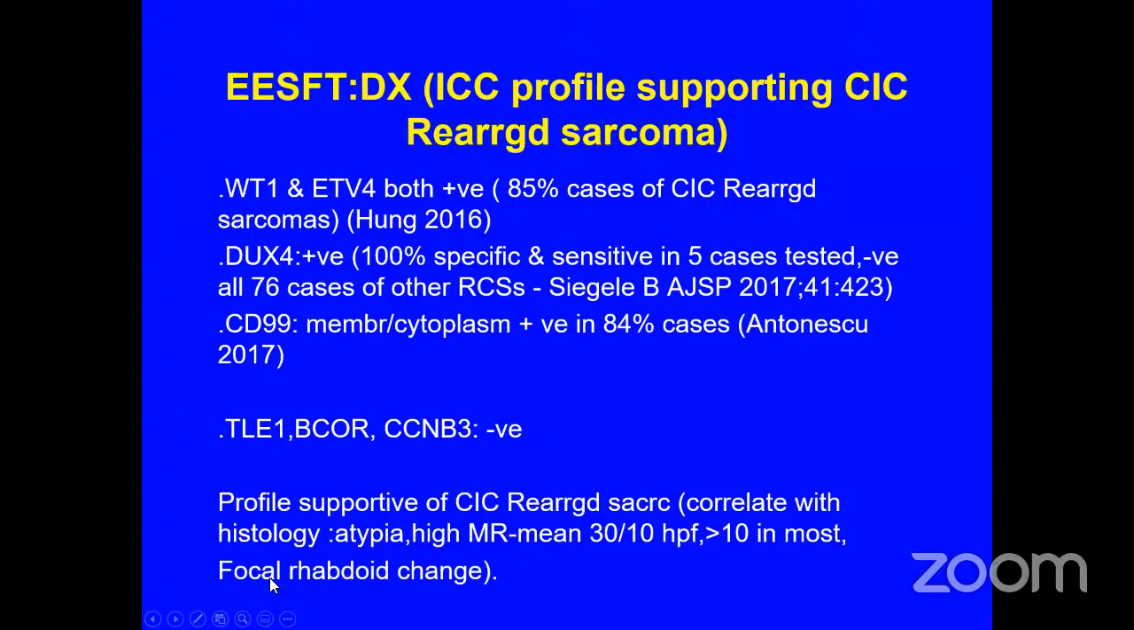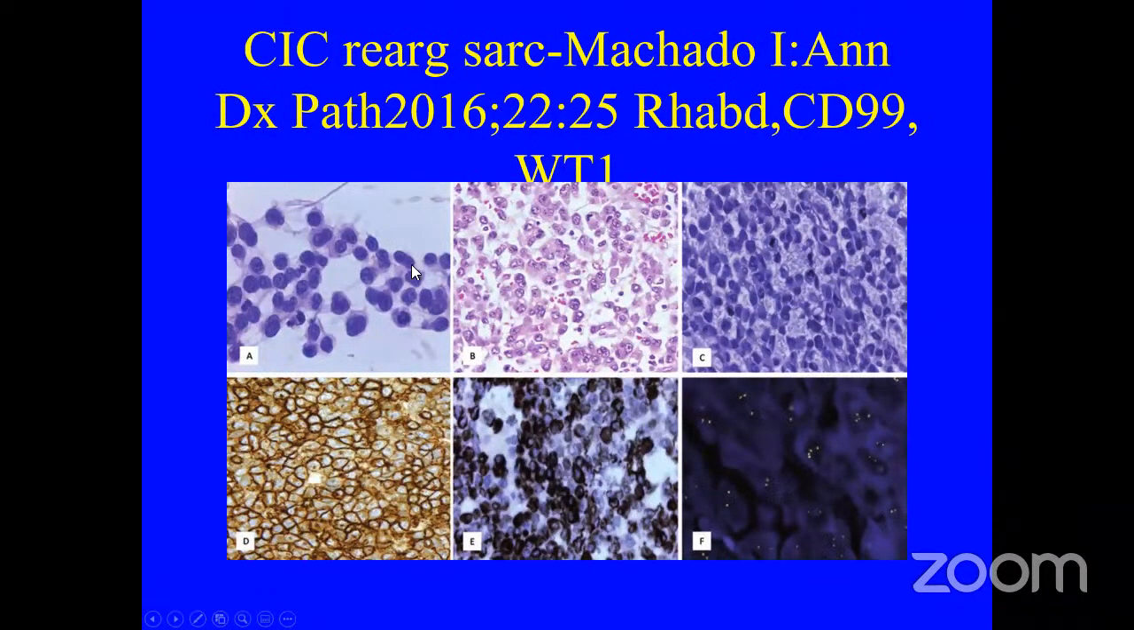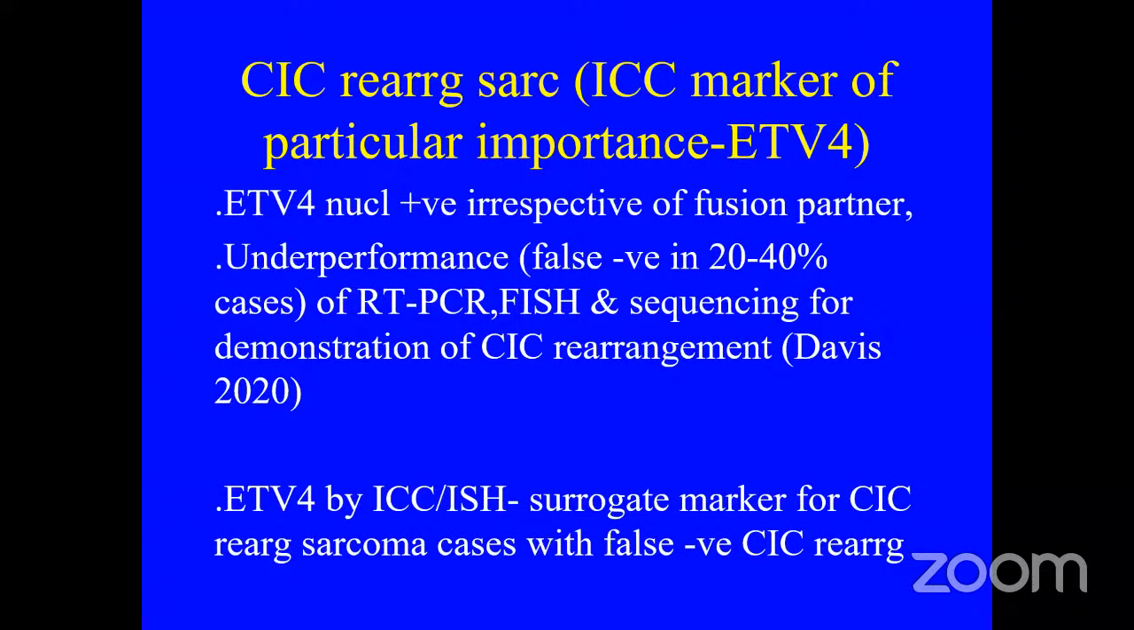And just again, focal rhabdoid change is one of the histologic features which has been mentioned in the literature, and this slide will show you the rhabdoid change, and here you will see the CD99 staining, and here you will see the WT1 staining. So this is the IHC profile of all these markers.